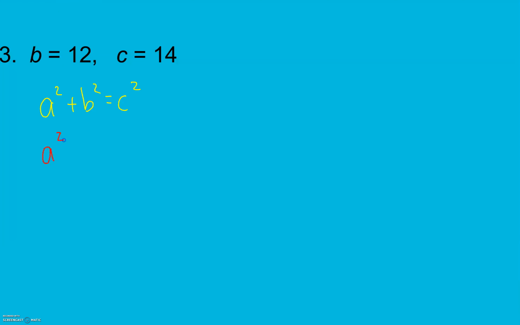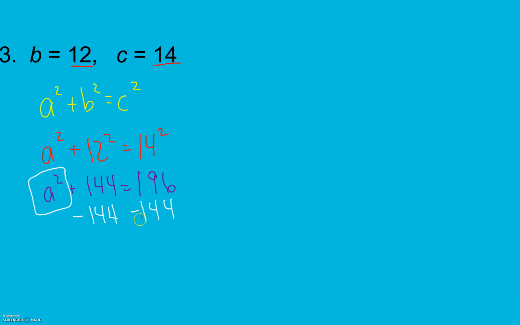Here, a squared plus b squared equals c squared. A we don't know, b is 12, and c is 14. So again, our first step is to simplify anything that we can. 12 squared is 144. 14 squared is 196. We can't simplify on the left anymore, we can't simplify on the right anymore, so now we try and get our variable by itself. It's being added on by 144, so I'm going to go ahead and subtract 144.